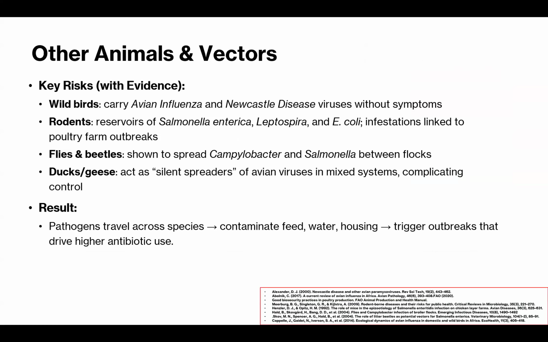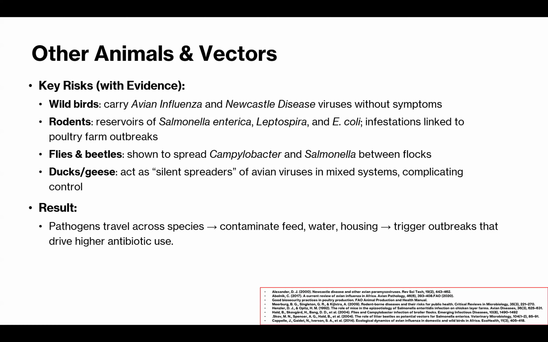And we've also known about flies. Most people don't even think about flies. If you keep your poultry house unhygienic and there are a lot of flies, they can transmit or transfer pathogens between flocks. Last but not least is ducks and geese, and other animals within the farm household that exist in mixed production systems.